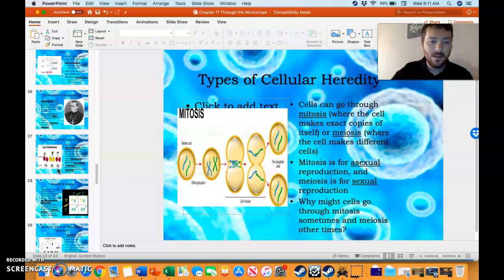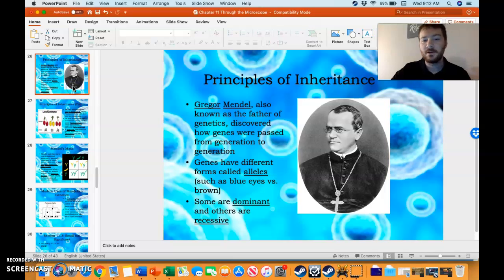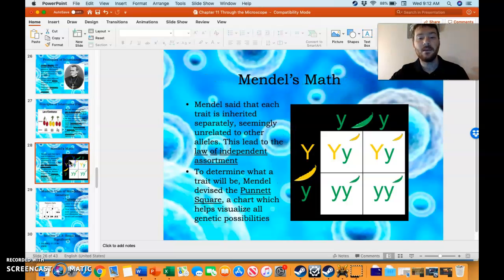And we talked about how traits are inherited. We talked about Gregor Mendel and how he discovered the Punnett square, and how you could make crosses and determine dominant and recessive traits. We talked about SpongeBob a little bit, and I'm going to link SpongeBob's worksheet just in case you want to take a look at it.